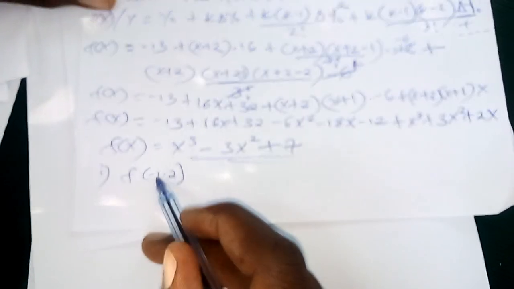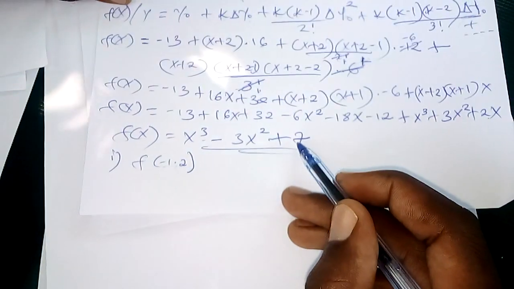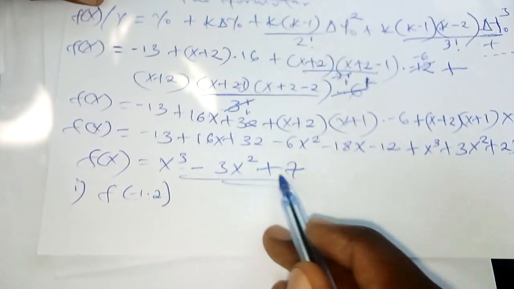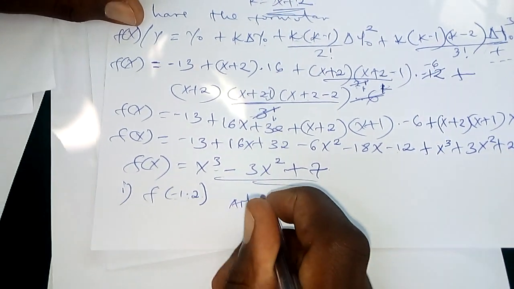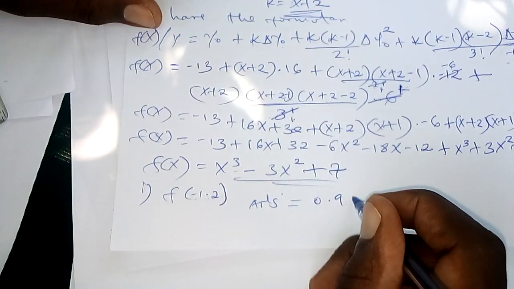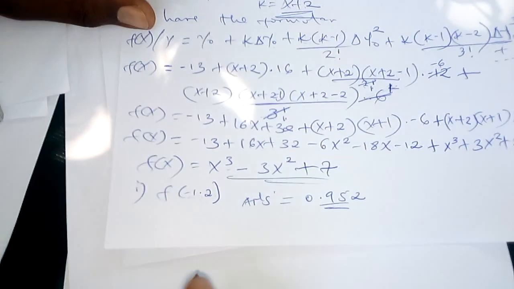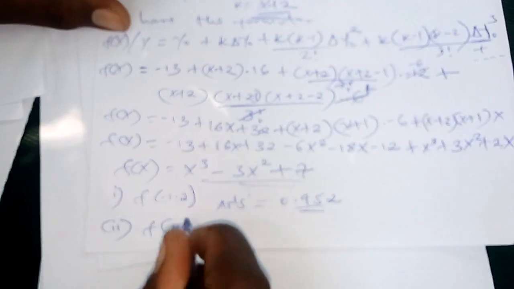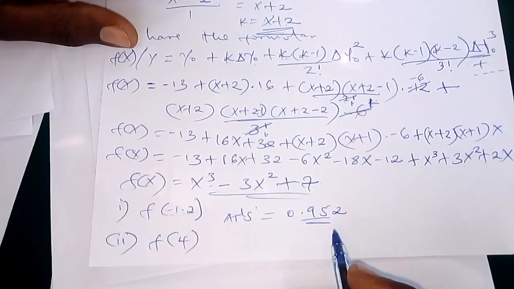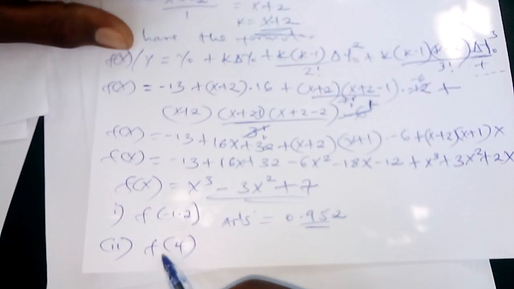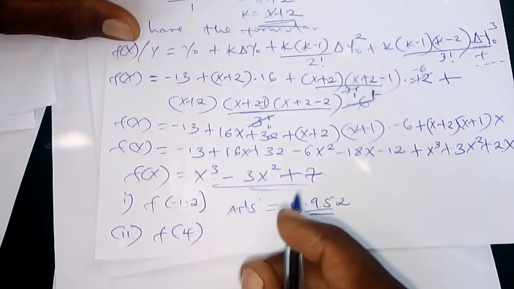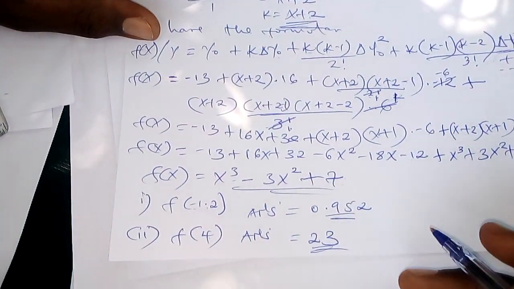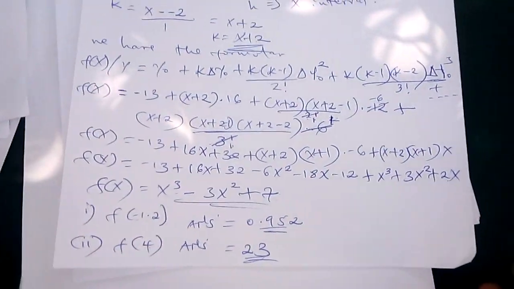After finding this equation, Roman 1 was saying you find f of negative 1.2. So you substitute negative 1.2 within the equation above, and you have your answer as 0.952 to 3 decimal places. And what about Roman 2, which was f of 4? When you substitute 4 within the equation, you get your answer as 23. And that is all about Newton-Gregory forward interpolation. Thanks.